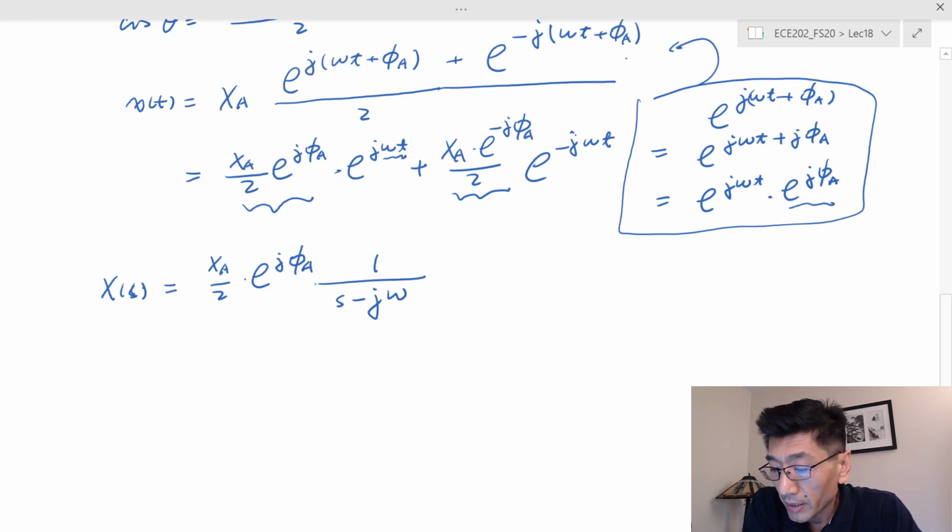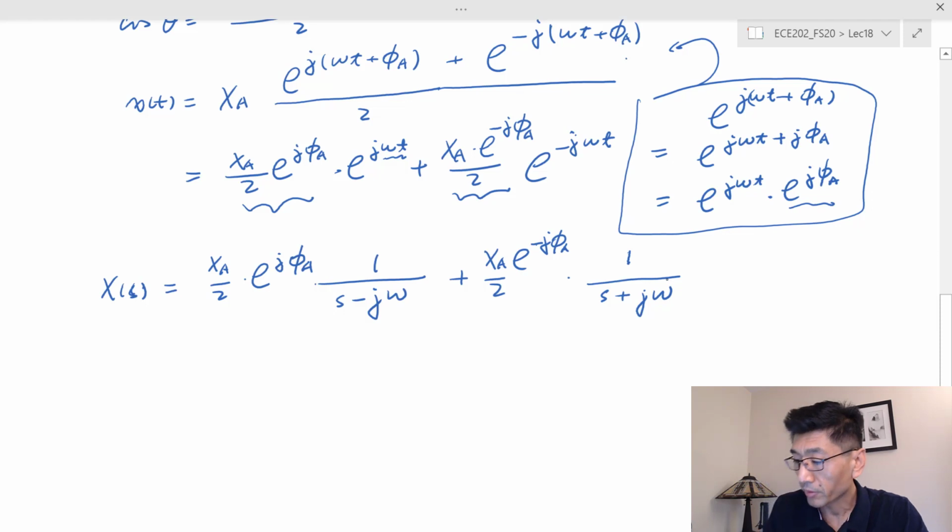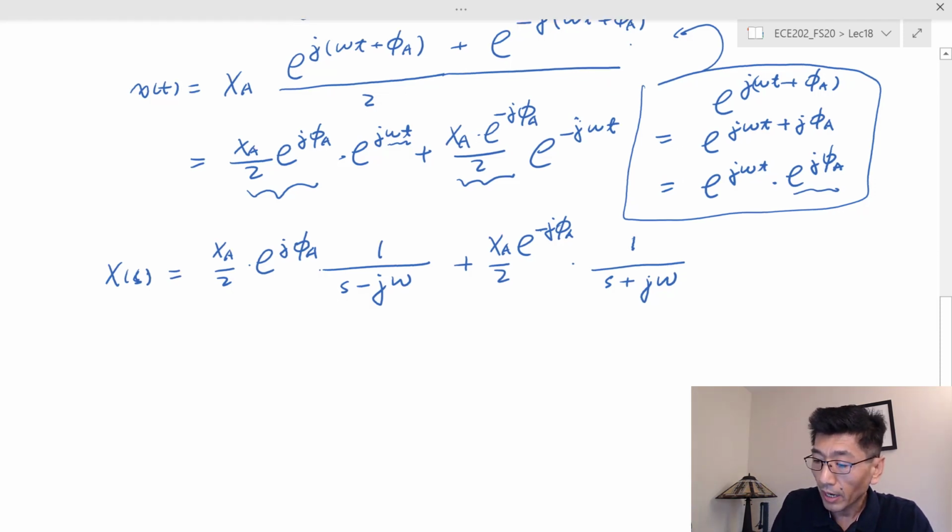Think about jω as alpha, e^(αt). Therefore, you have s minus alpha. If you have e^(-αt), you get 1 over s plus alpha, right? So that's actually for the second one, here is the Laplace transform. In this case, we have half X_a e^(-jφ_a) times, now we're in the s domain, 1 over s plus jω, right?